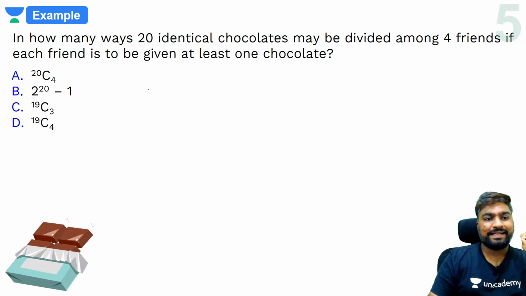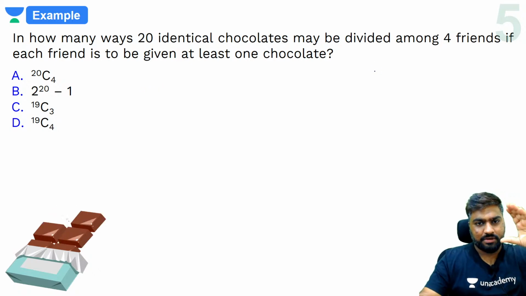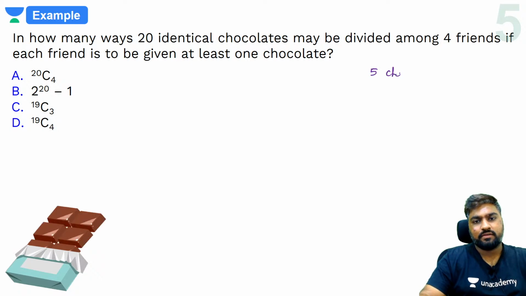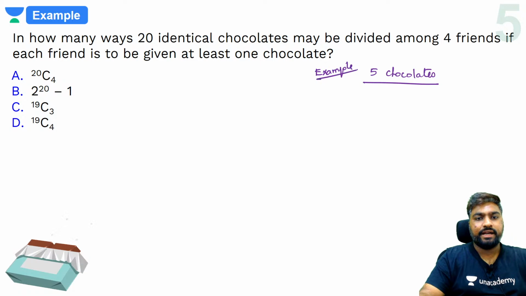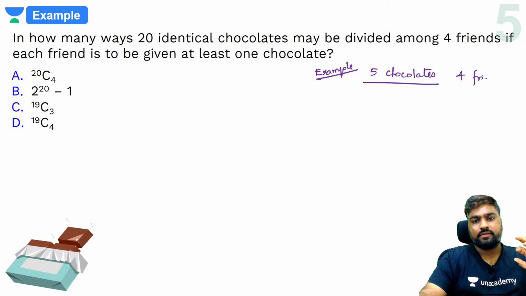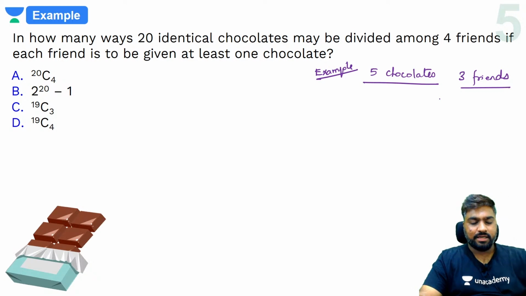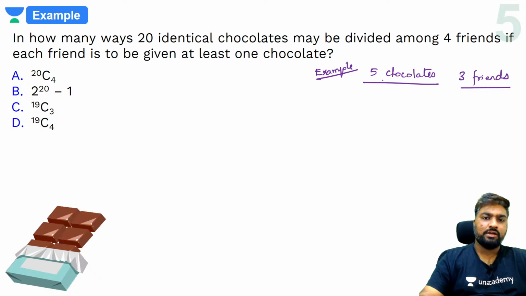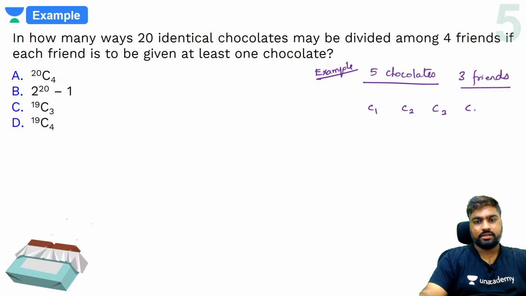Yes, there are 20 chocolates. Let's take a smaller number. Let's say there are 5 chocolates. Example, छोटा समझा देता हूं एक बार, फिर अपन वही बड़े में लगा के ट्राई करेंगे. Let's say there are 5 chocolates need to be split among 3 friends. Yes, so what would we do here? Chocolate 1, chocolate 2, chocolate 3, chocolate 4, chocolate 5.